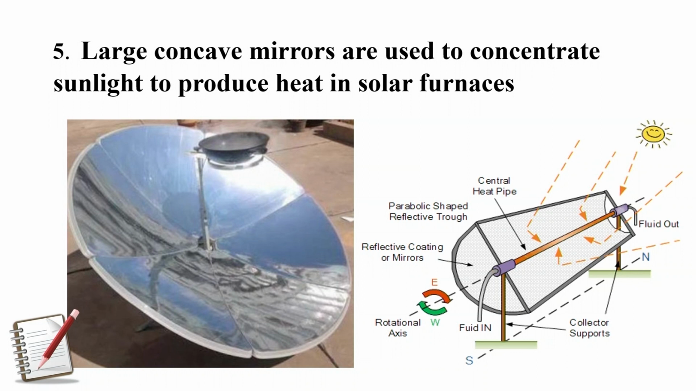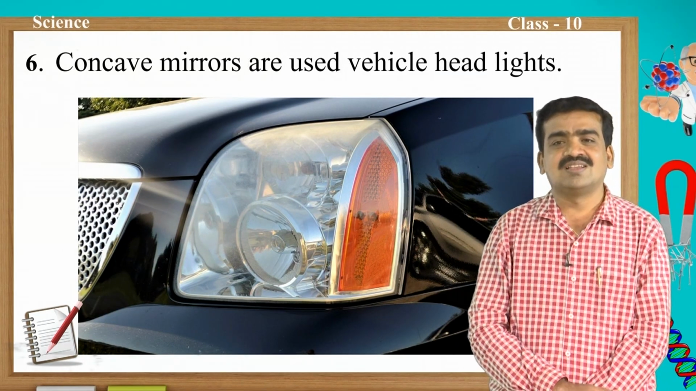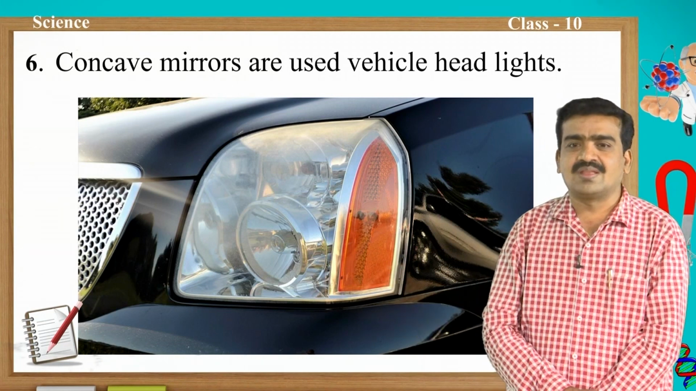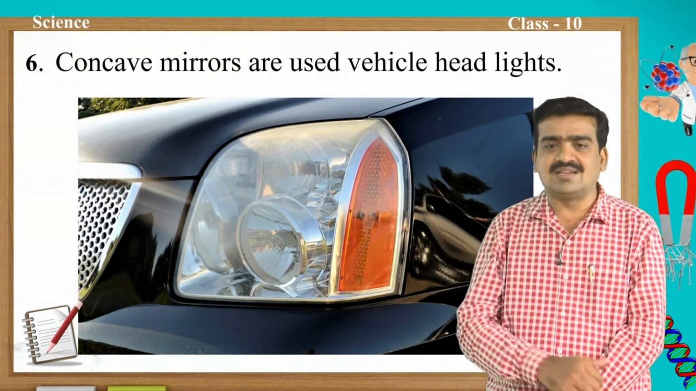Then large concave mirrors are used in solar furnaces to concentrate the sunlight. You know that when the sunlight is concentrated at a particular point, the object is heated up and it produces more heat. That is why large concave mirrors are used in solar furnaces to heat water. Concave mirrors are also used as vehicle headlights, again, as I told you already, to get a narrow beam of high intensity light.